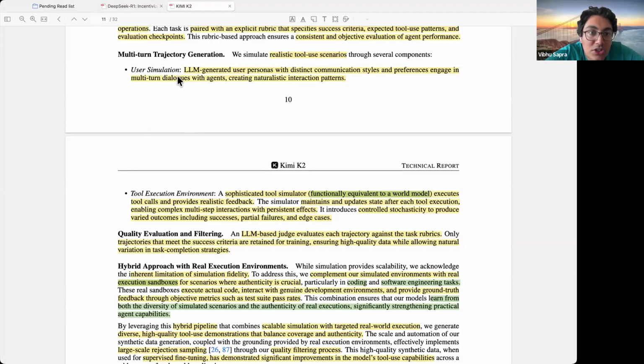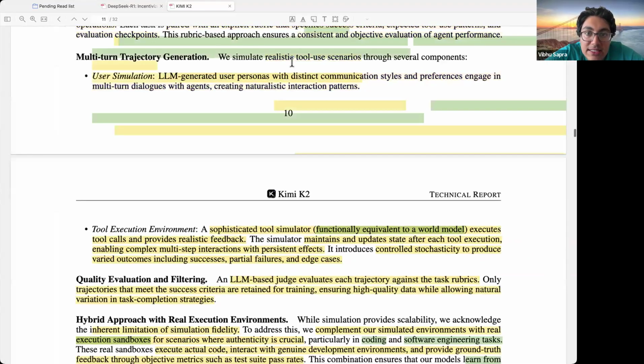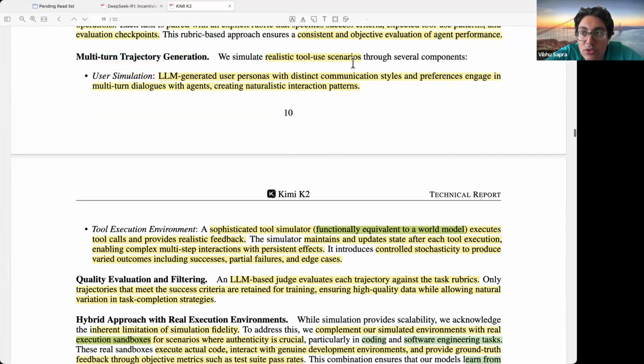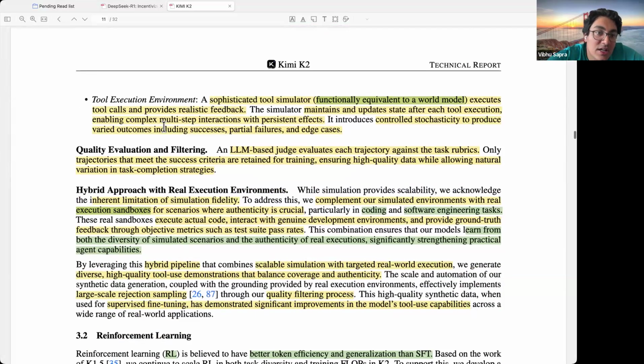Okay, so multi-turn trajectory generation. They simulate real tool use scenarios, user simulation. So basically, LLMs are personas with communication styles. One might be moody, one might be authoritative, one might be stupid, one might be PhD level smart. And preferences, they have multi-turn dialogues with agents, creating naturalistic interaction patterns.